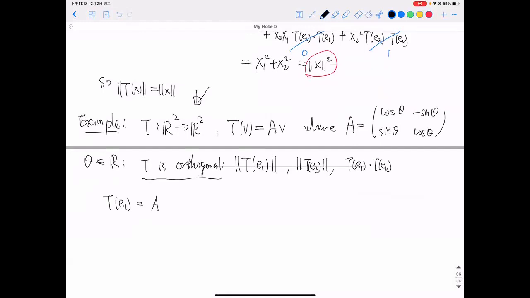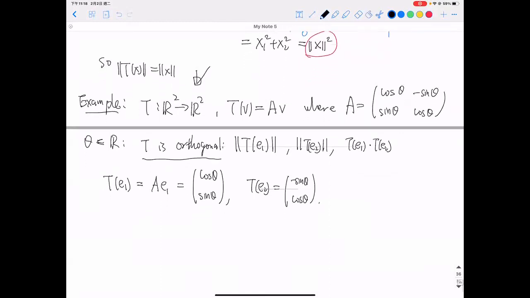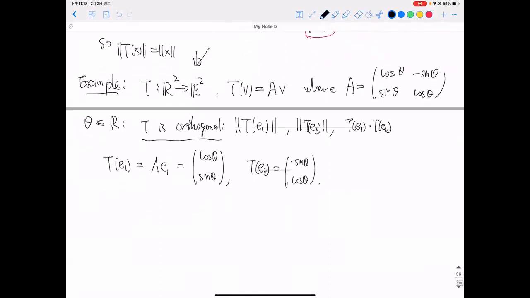T of E1 is A times E1, so that's the column vector cosine theta, sine theta. T of E2 is the other column, negative sine theta, cosine theta. Okay, so then to compute the lengths of these vectors, we dot them with themselves.